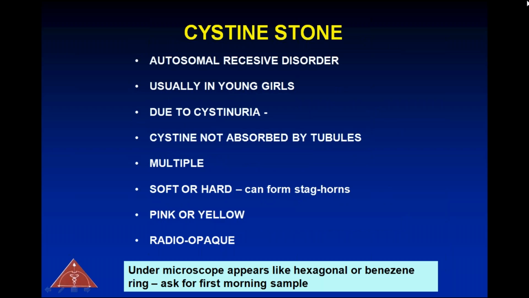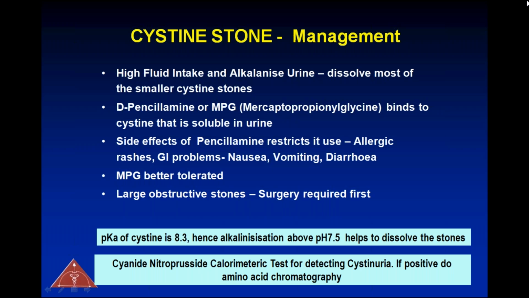Cystine stones: an autosomal recessive disorder, common in young girls. Cystinuria, so cystine is not absorbed by the tubules. Multiple soft stones, pink or yellow, radio-opaque. For management: high fluid intake, alkalize the urine, which will dissolve most of the stones, and then D-penicillamine or MPG is used.